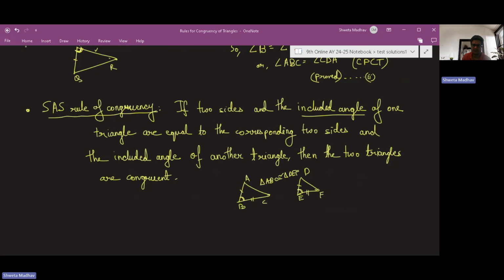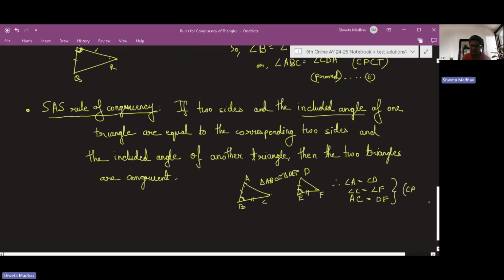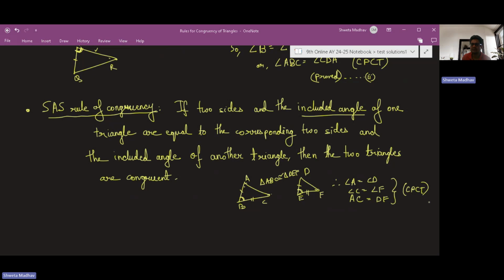And then once we can show that, then we can say that any other corresponding side will be equal and all the other angles will be equal also. How? By CPCT. Simply, once we have shown that triangle ABC is congruent to triangle DEF, then we can say that therefore angle A also will be equal to angle D, angle C also will be equal to angle F, and the side AC also will be equal to DF. How? Simply the reason is CPCT. The full form is corresponding parts of congruent triangles.